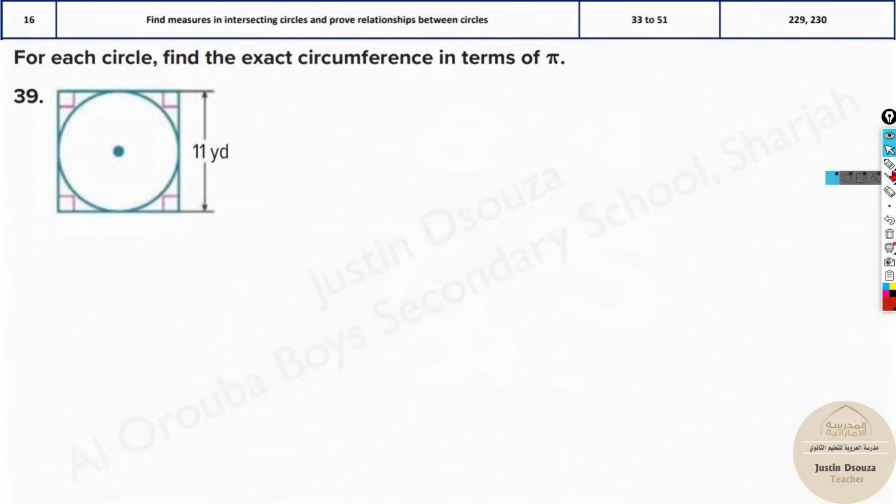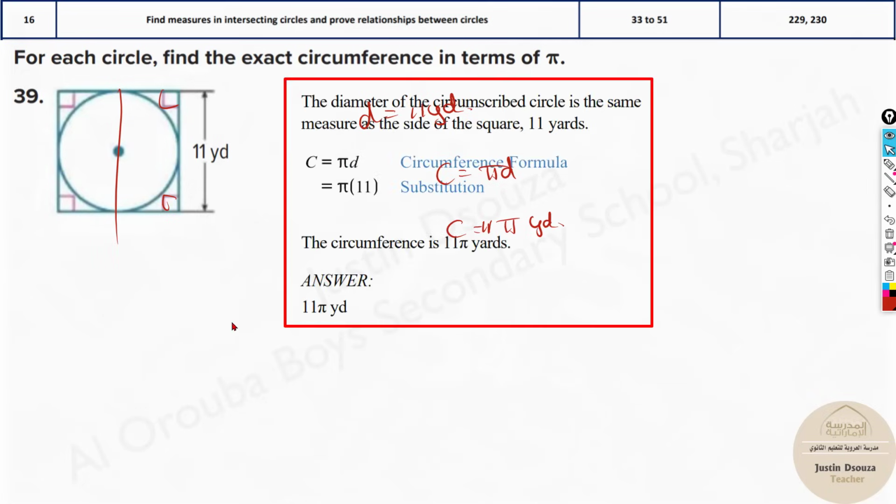What about this? Here there is no inscribed triangle, but it's so easy because they have given you the diameter directly. This is all 90 degrees. That means it's an absolutely straight line. That's the diameter, which is 11 yards. YD is yards. So circumference will be pi d. Circumference is 11 times pi yards. That's it. So that would be the answer, 11 pi yards.